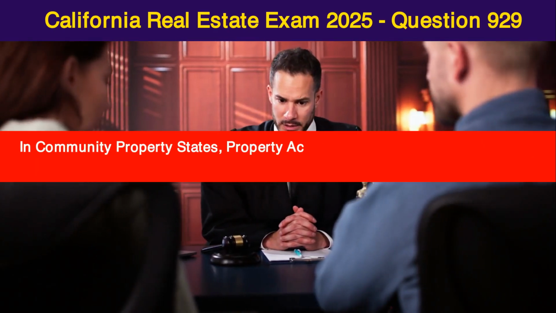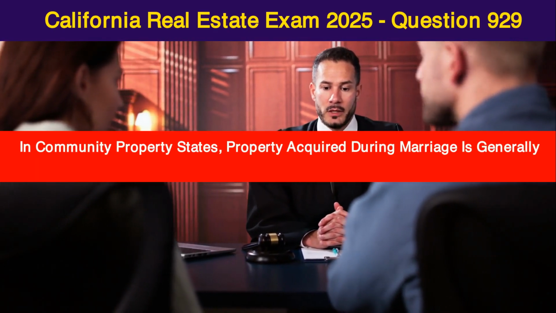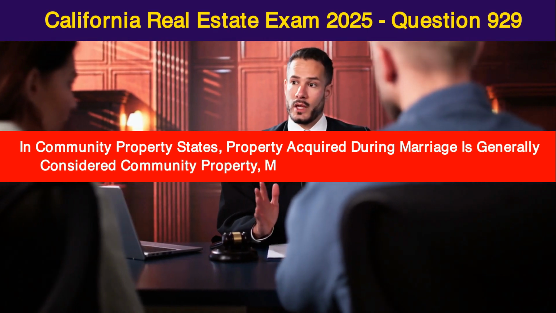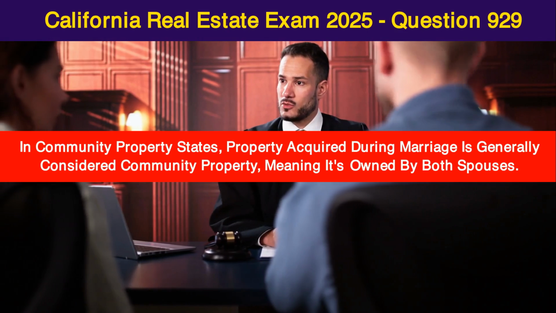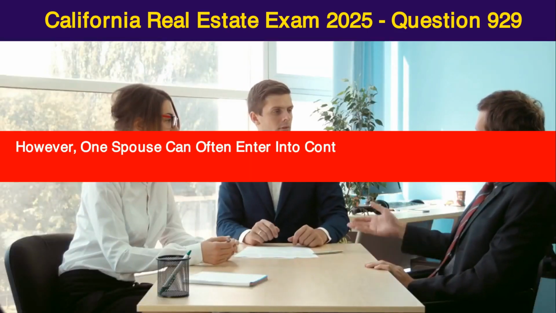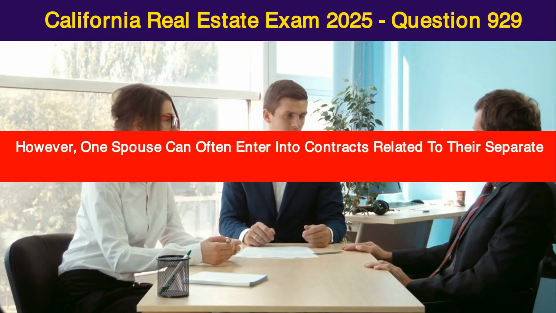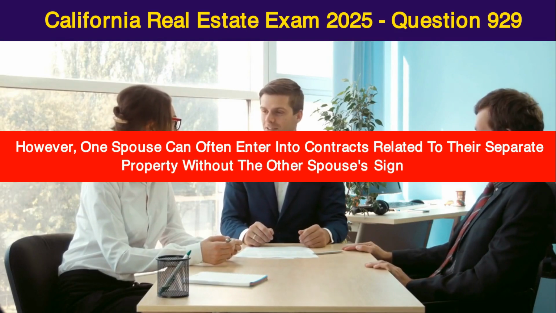In community property states, property acquired during marriage is generally considered community property, meaning it's owned by both spouses. However, one spouse can often enter into contracts related to their separate property without the other spouse's signature.